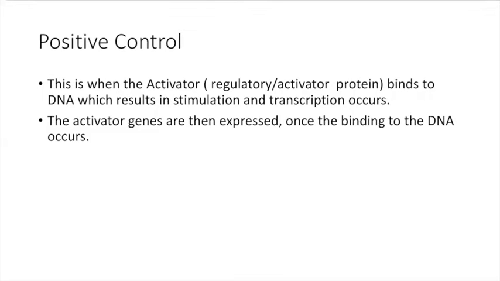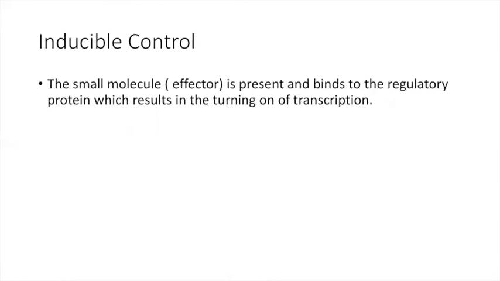Positive control. This is when the activator or the regulator, also known as the activator protein, binds to the DNA, which results in stimulation and transcription occurs. The activator genes are then expressed once the binding to the DNA occurs. Inducible control. The small molecule or the effector is present and binds to the regulatory protein, which results in the turning on of transcription. Then transcription will occur.